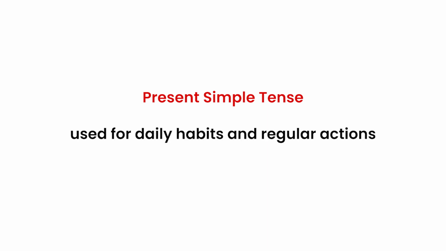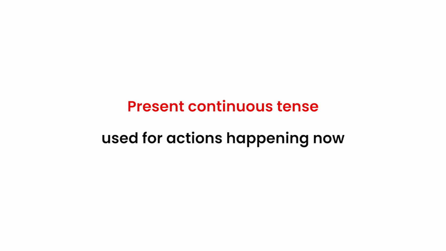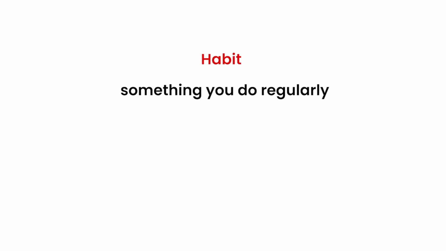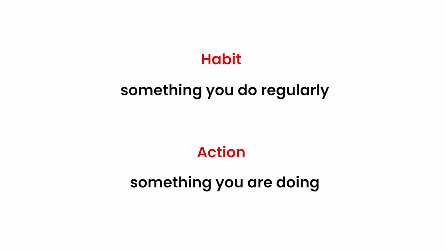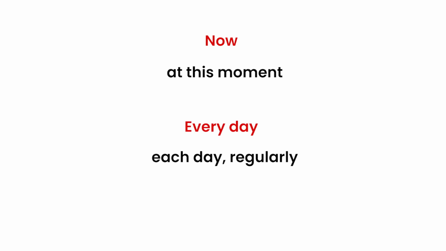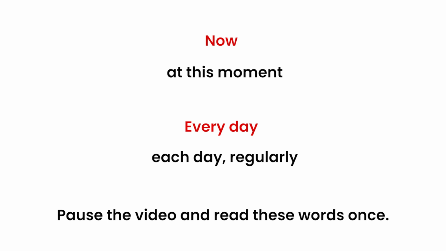Part 1. Vocabulary. Present simple tense, used for daily habits and regular actions. Present continuous tense, used for actions happening now. Habit, something you do regularly. Action, something you are doing. Now, at this moment. Every day, each day, regularly. Pause the video and read these words once.